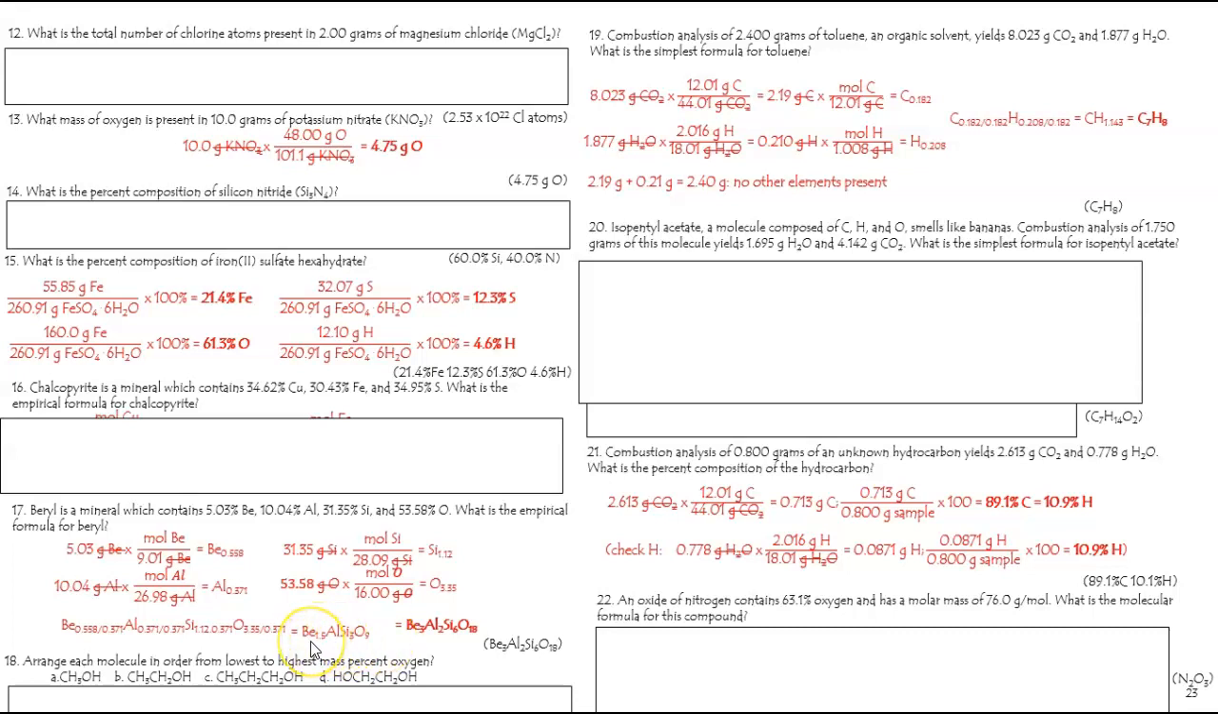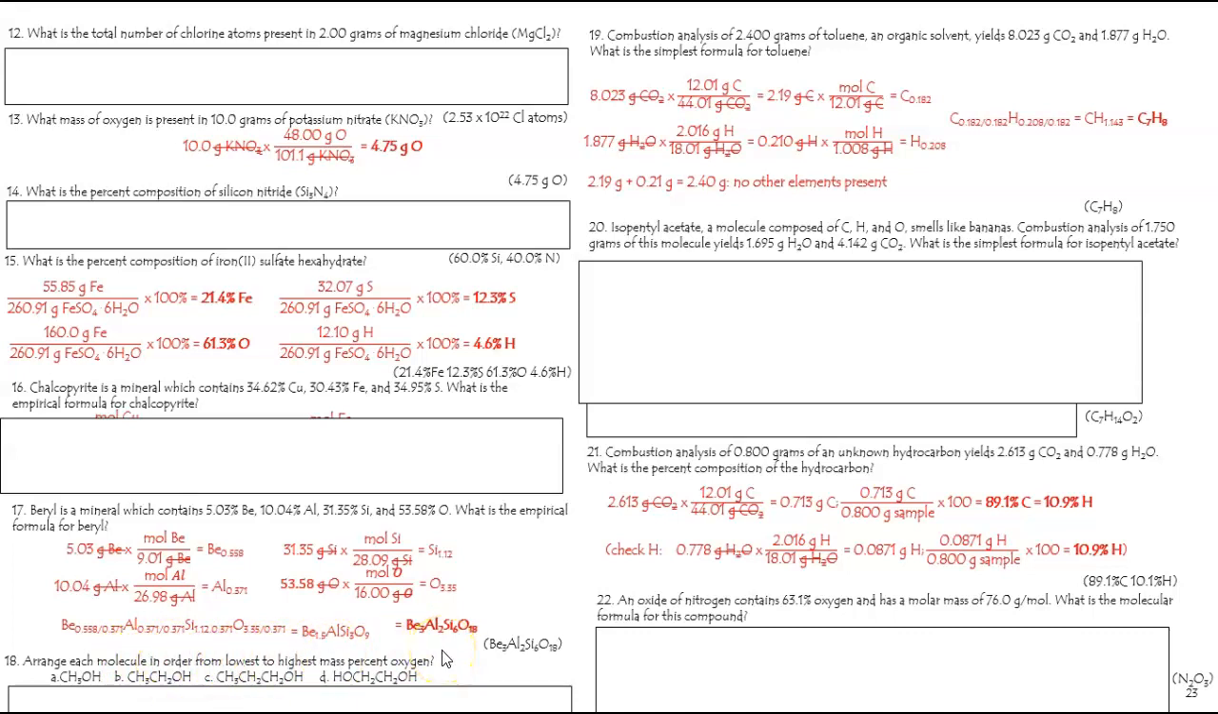Double everything. That's called scaling. And there it is: Be3Al2Si6O18. Looks like it can be simplified, but it can't. And that is beryl.